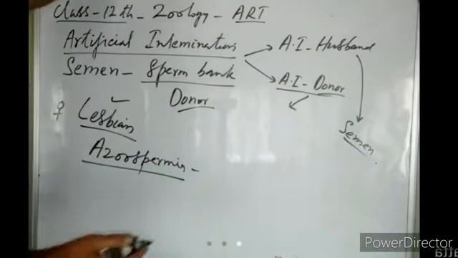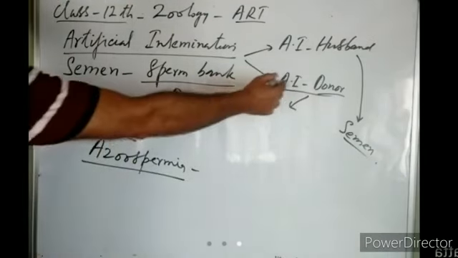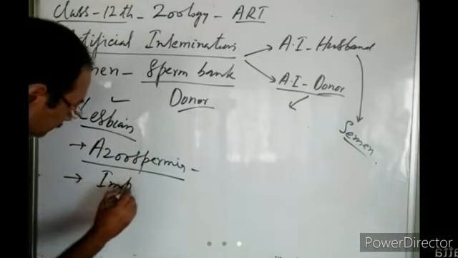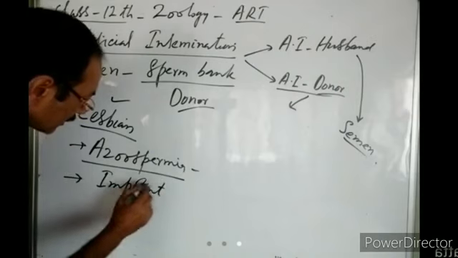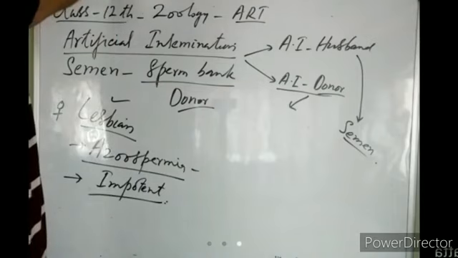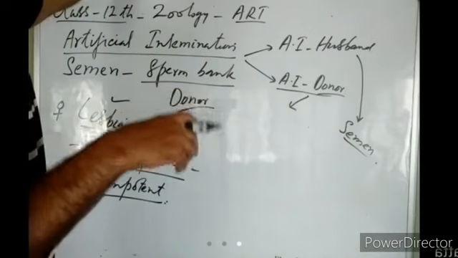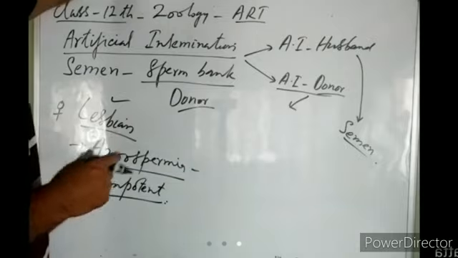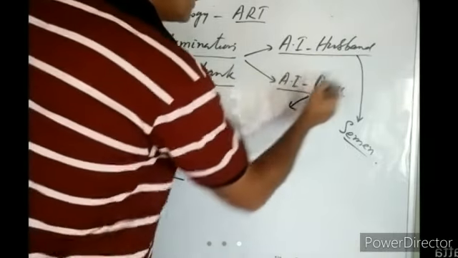Similarly, artificial insemination donor can also be used for those males who are impotent. Some males are impotent. So these impotent males are not able to deposit their semen in the body of their female, right? So in that case, the semen may be obtained from the sperm bank, and then it can be artificially introduced into the body of the female, where it may fertilize the ovum and the female may become pregnant, right? So this artificial insemination is of two types.